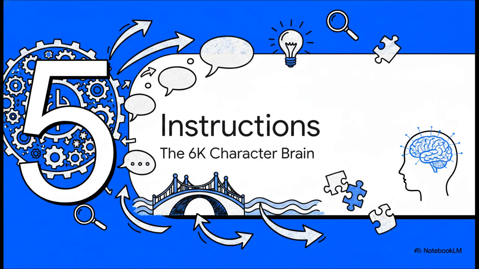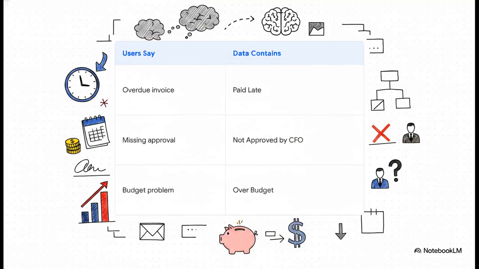Next up, Section 5, Supplemental Instructions. This is where we program the agent's 6,000-character brain. Think of these instructions as the bridge between rigid database columns and the chaotic, messy way humans actually speak. Before you even start typing the instructions, you need to build a vocabulary map, a sort of Rosetta Stone. Map messy business terms like "missing approval" directly to the exact data value, like "not approved by CFO." If you encode these high-risk translations here, nothing gets lost in translation later.